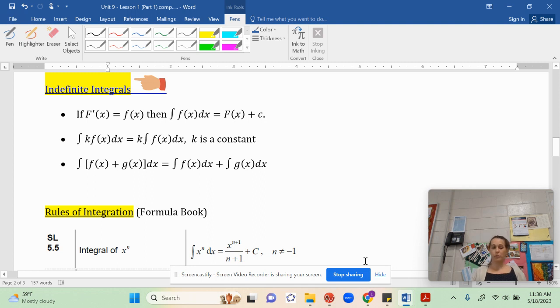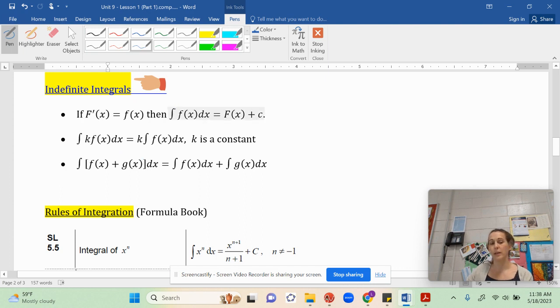Next, we're going to look at a couple of rules. Some are in the formula book, some are not. The first rule we've already seen. Capital F of x, the derivative of capital F of x, F prime of x, is lowercase f of x. That's a new notation.